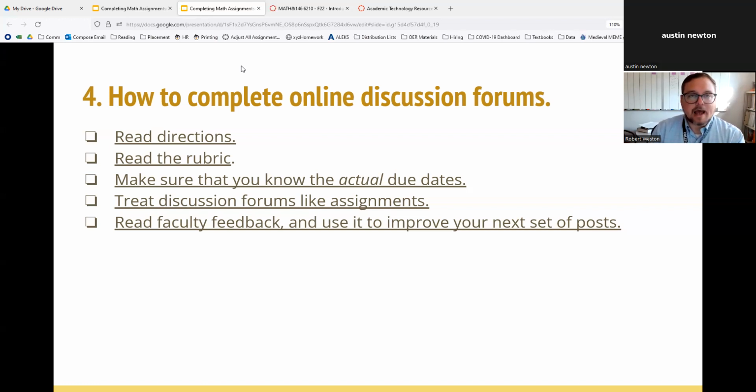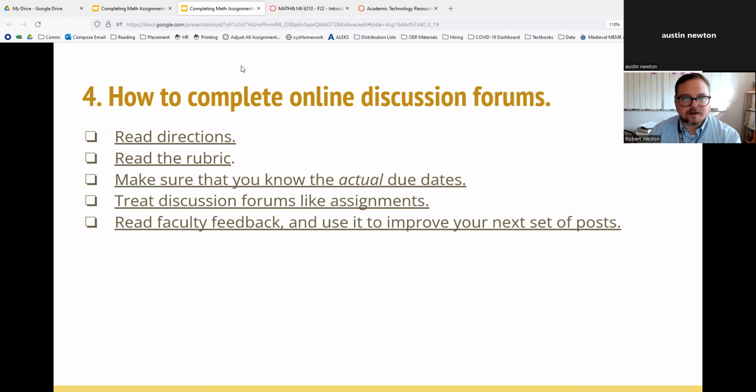Make sure that you know the actual due dates. In Canvas, it only allows for one due date for a discussion forum. And that's kind of a shame because most faculty have multiple due dates for one discussion forum. That due date might be when the first post is due, and then you have other posts due. That due date might be when all of the posts are due, and you were supposed to do the first post 4 days ago, right before that due date.